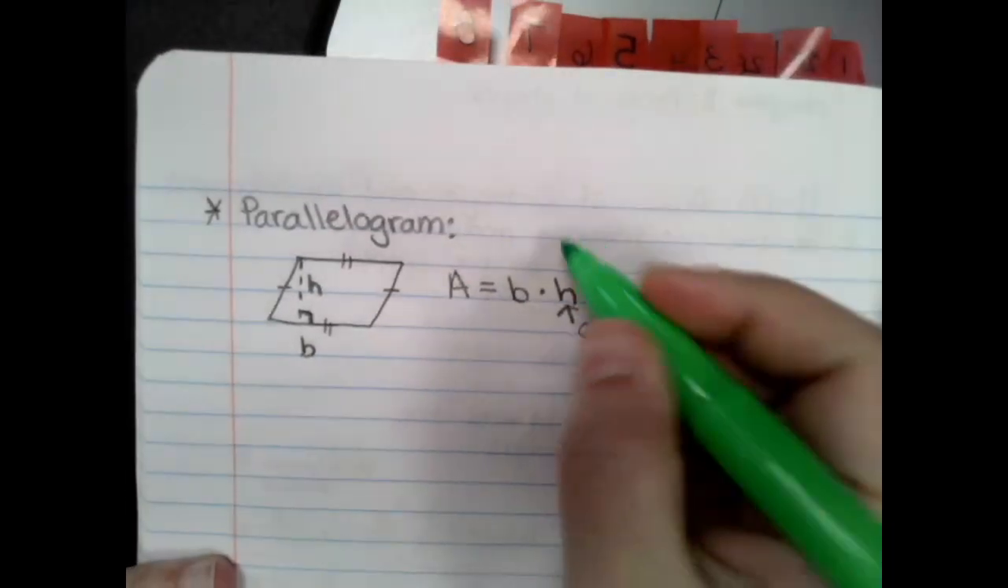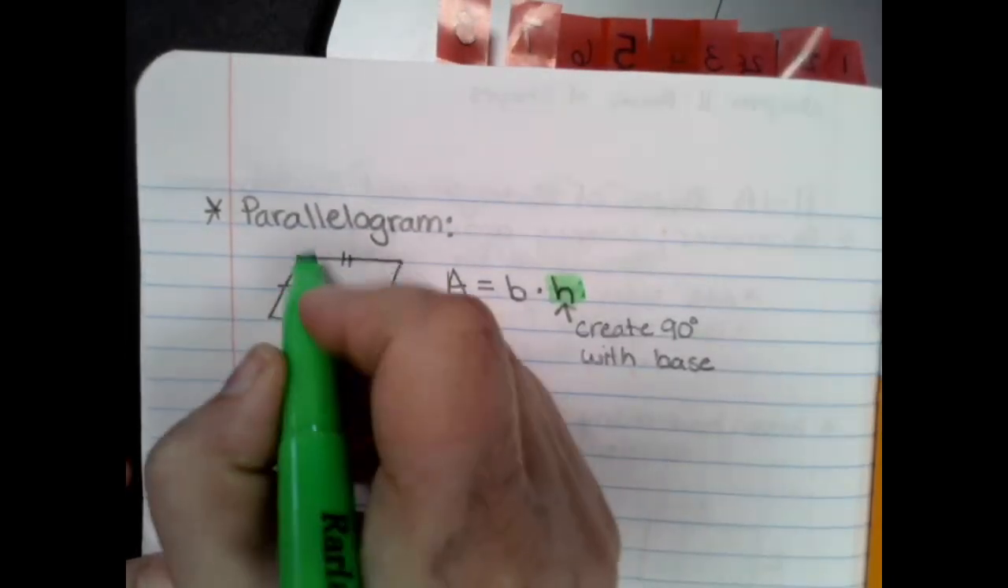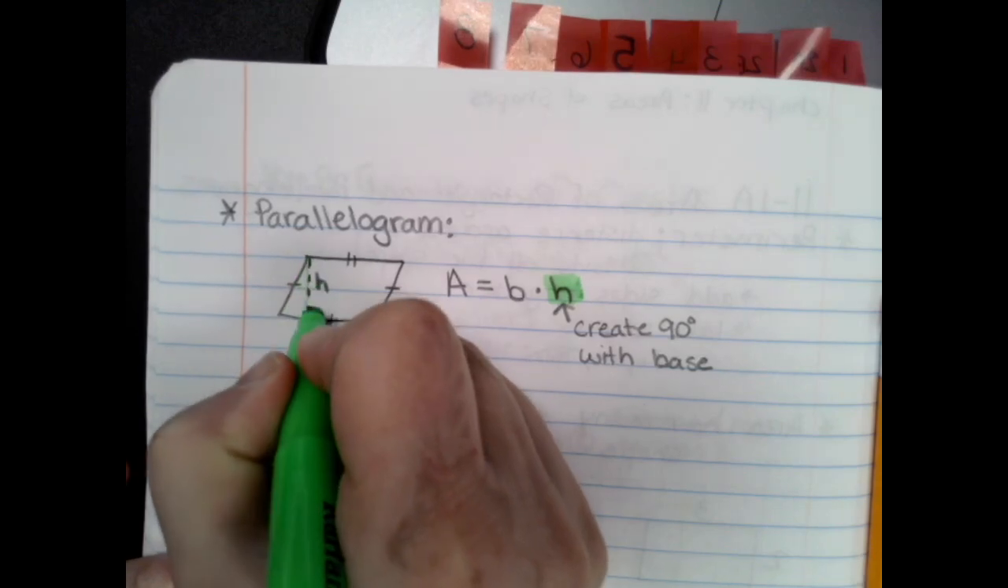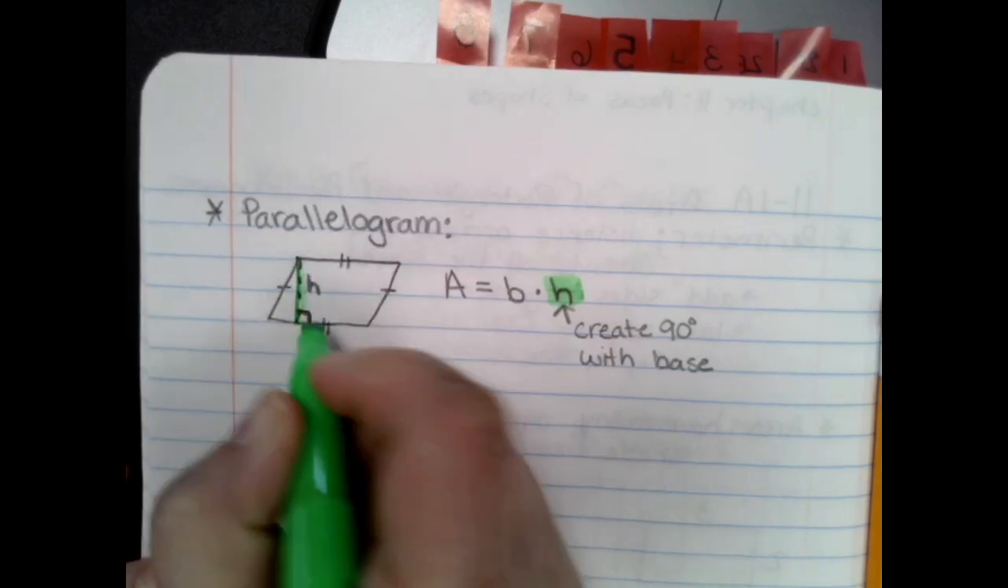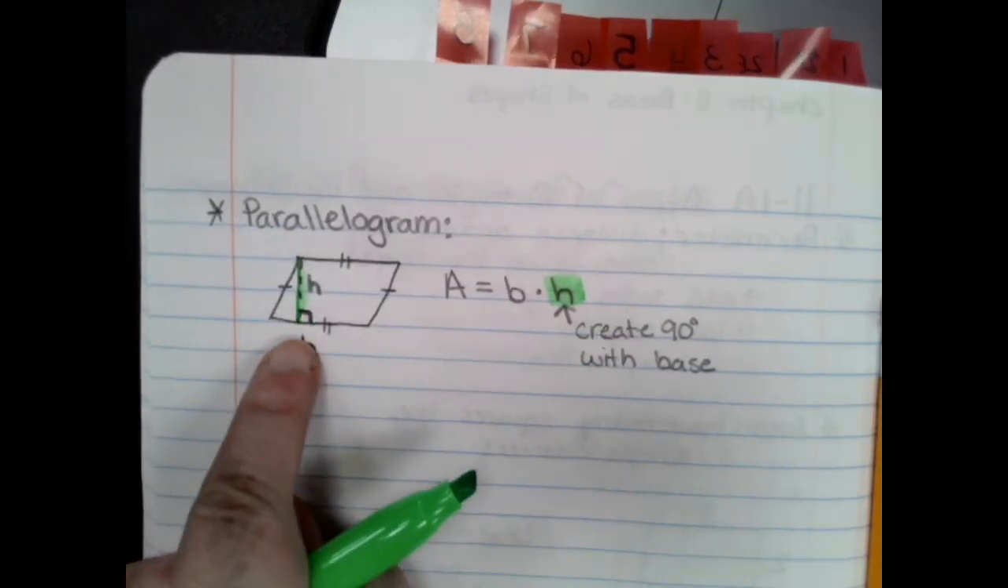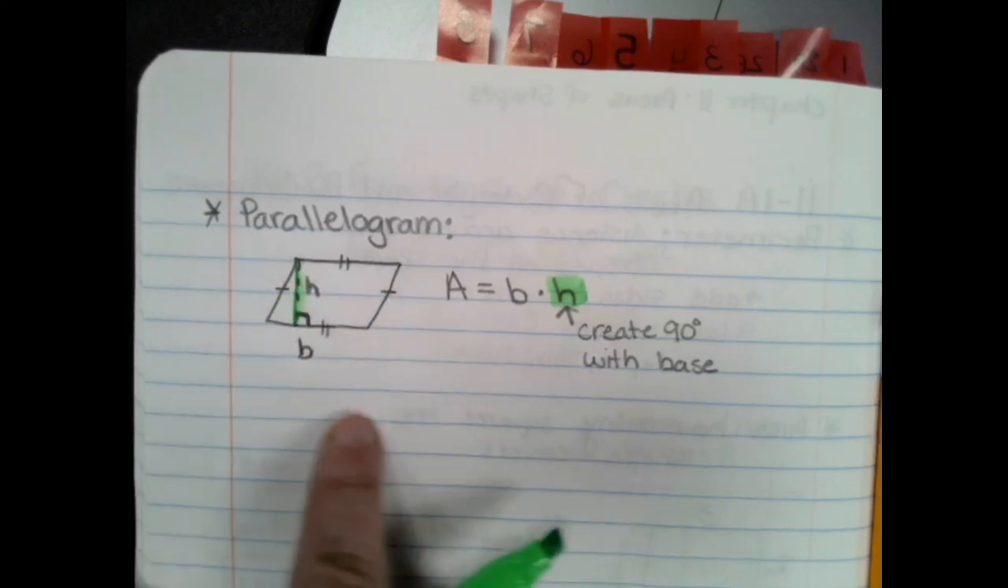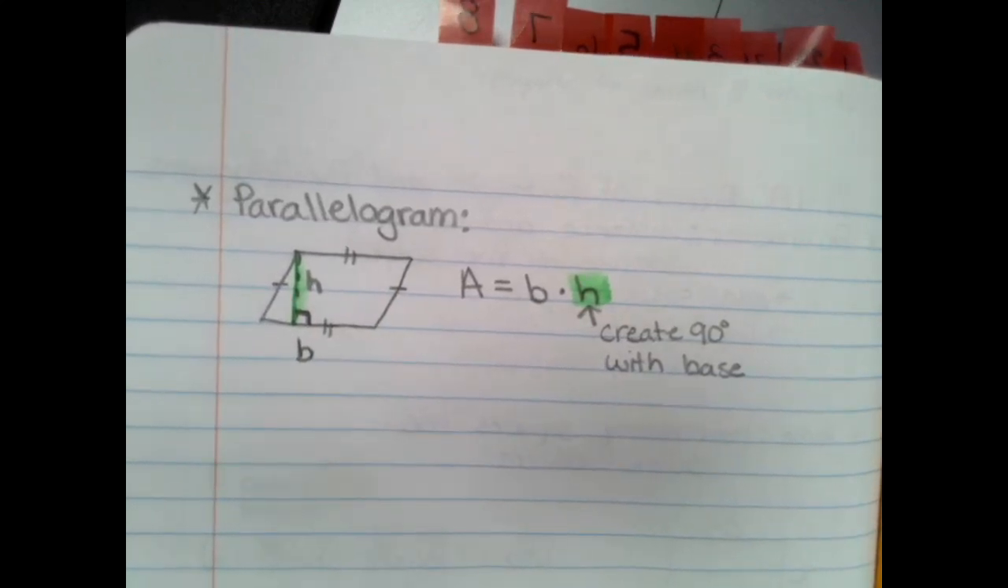Alright, so for our height here, our height has to create this 90-degree angle. So this is where I'm going to use that highlighter today to highlight that height isn't necessarily on the outside of these ones. Alright, you should have your second sheet of paper there. Go ahead and glue that in.